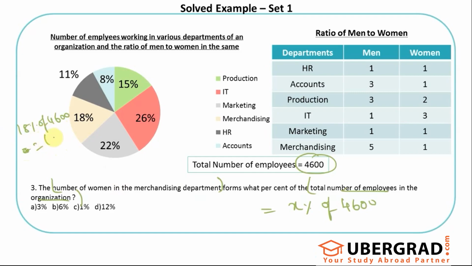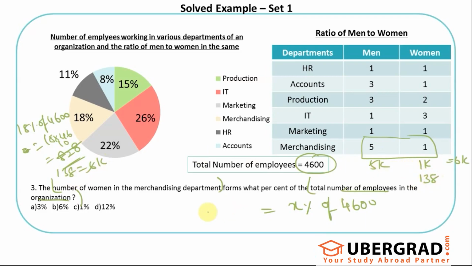18 by 100 into 4600 is 18 into 46. So 18 6s are 108, and then 18 4s are 72, 82. So it is 8, right? 108. So 828 is the answer. 828 is the number of people working in the merchandising department, out of which what is the woman? Merchandising is 5:1. So it's 5k, this is 1k, the total is 6k. 6k is equal to 828. So 6 1s are 6, 6 3s are 18, 6 8s are 48. So k is 138. So I have 138 women.